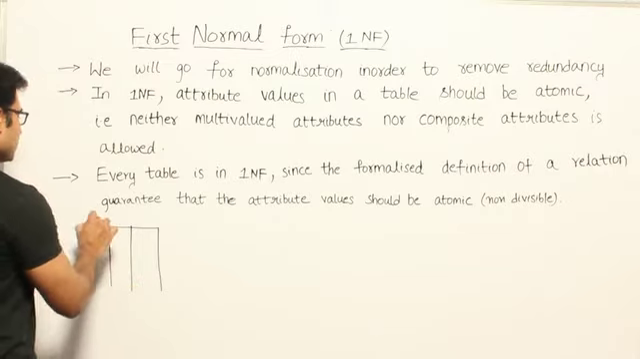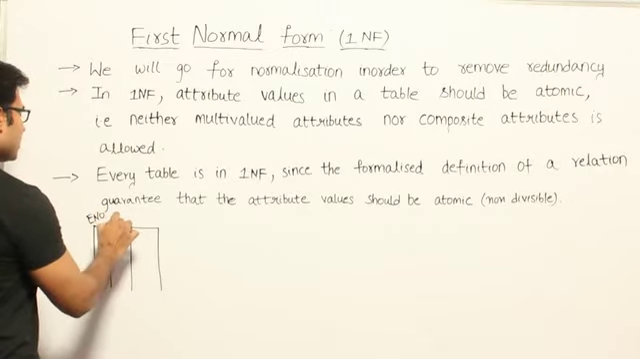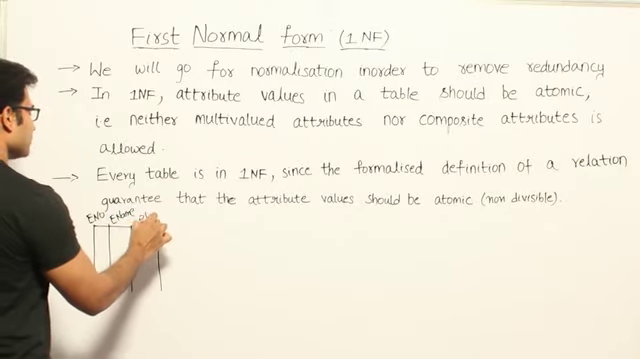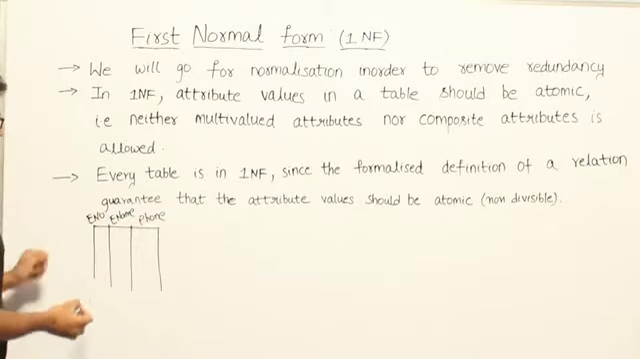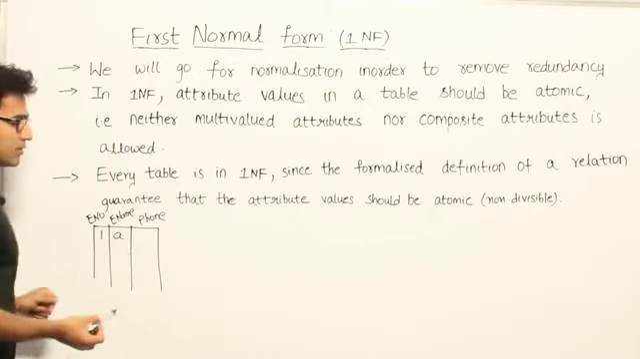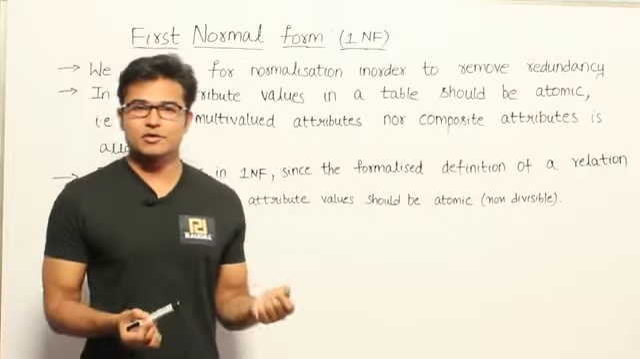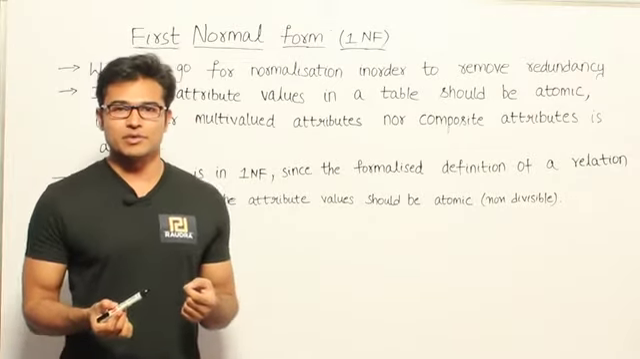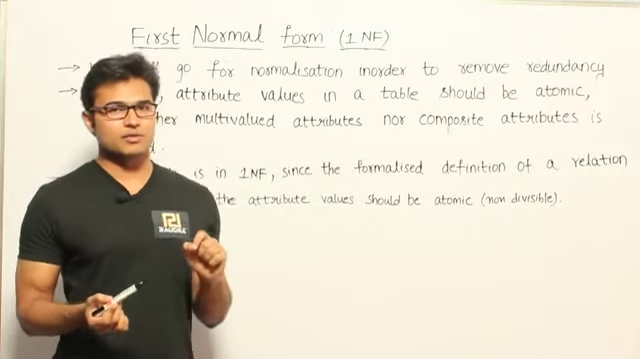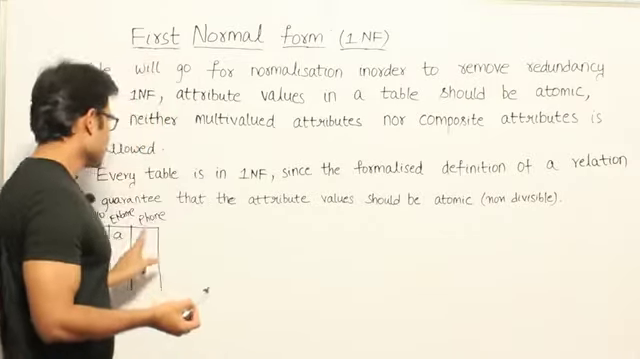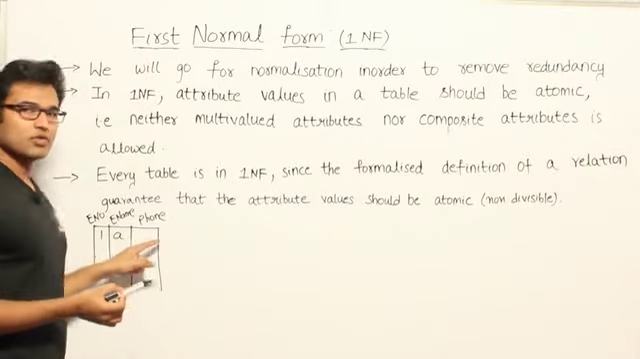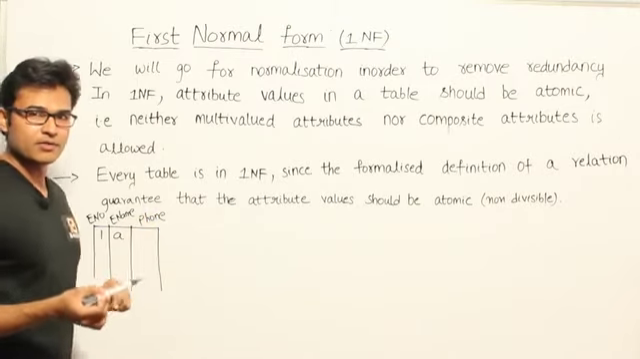Let us say the first attribute is employee number, the next is employee name, and the other attribute is phone number. Now assume that one employee has employee number 1 and his name is A, and he has more than one phone number. Such an attribute is called a multi-valued attribute. That is a violation of first normal form. First normal form says that all the attributes should be atomic, but if you see the phone number, assuming that a person can have more than one phone number, it becomes a multi-valued attribute.